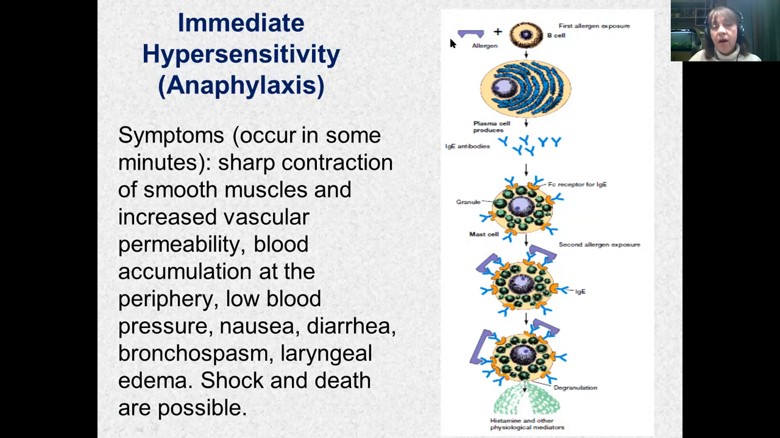Clinical symptoms appear after the same antigen invades the human body next time. It binds with immunoglobulins E at the surface of mast cells, and it causes the release of histamine and heparin from mast cells. And all the symptoms occur: the sharp contraction of smooth muscles, and increase of vascular permeability. Due to these processes, blood accumulates in the periphery and the blood pressure falls down. Other symptoms are nausea, diarrhea, maybe bronchospasm, laryngeal edema, and in severe cases, even shock and death.